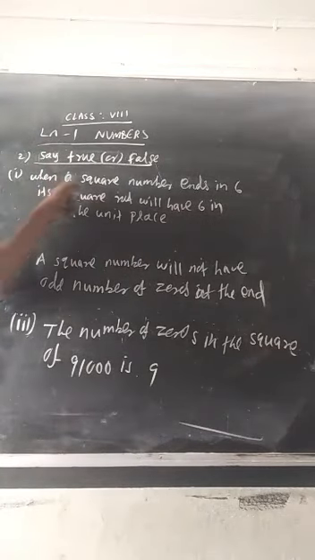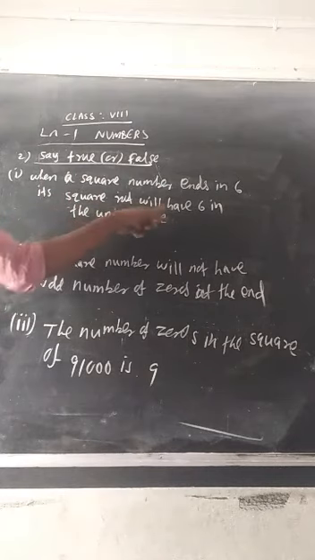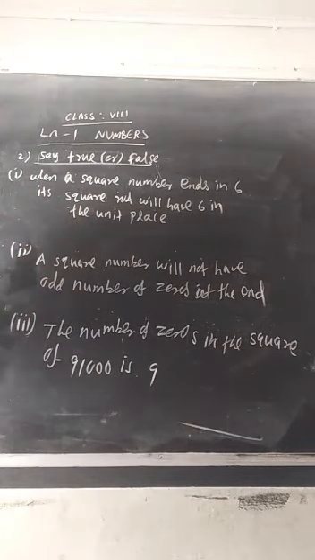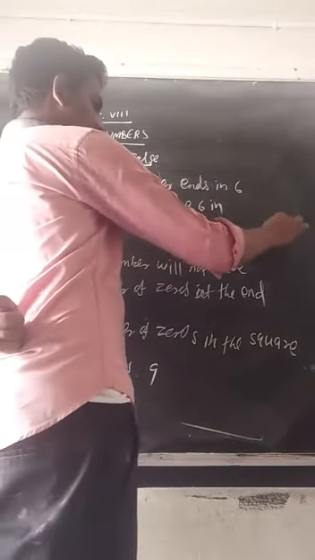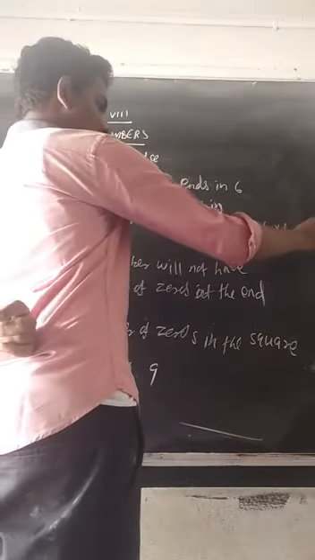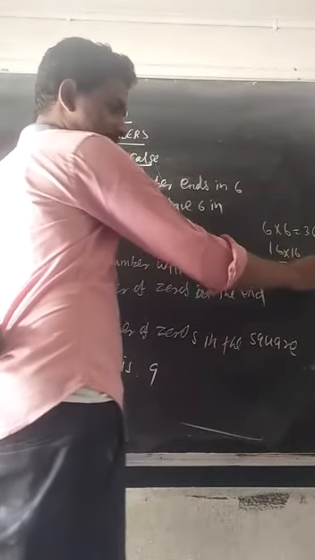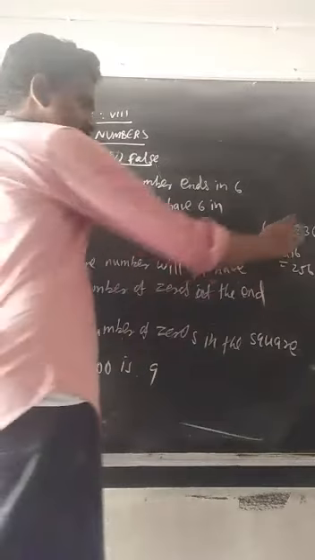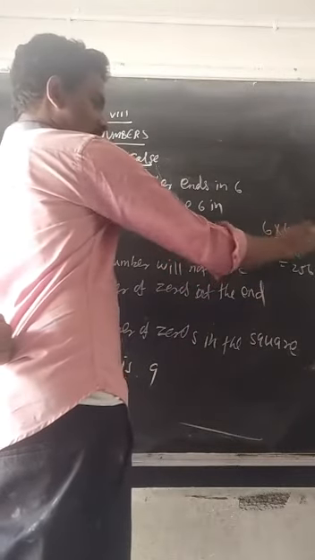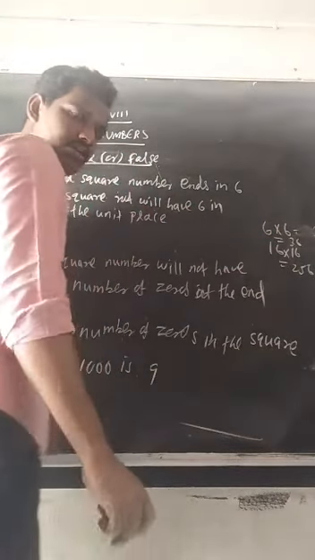Say true or false: when a square number ends in 6, its square root will have 6 in the unit place. Is it true or false? They asked. See, 6 sixes are 36. 16 16s are 256. So 6 sixes are 36, and 16 16s are 256.